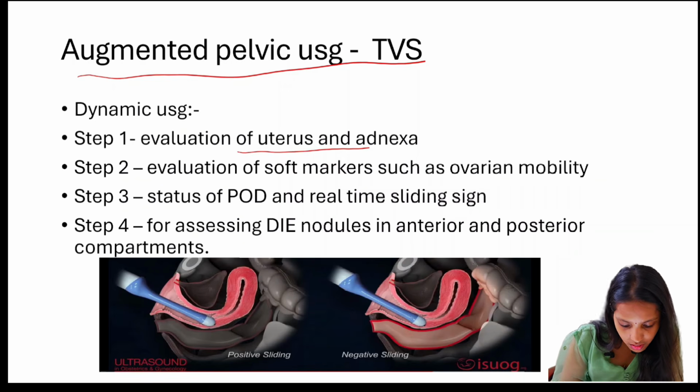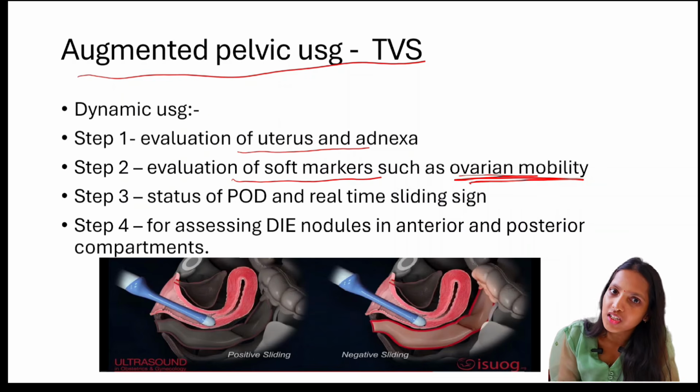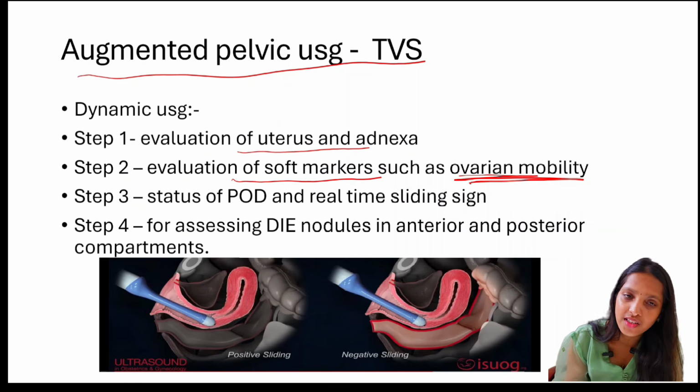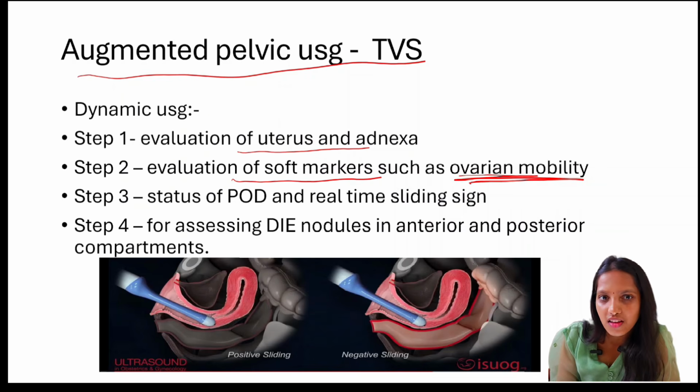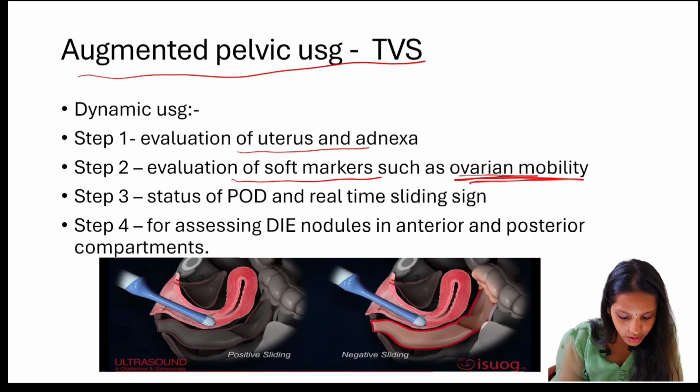But step 2 includes the evaluation of soft markers such as ovarian mobility. We find out whether the ovary is mobile or not, because if the ovarian mobility is compromised, that usually indicates there are adhesions. And step 3 is for the status of the POD.